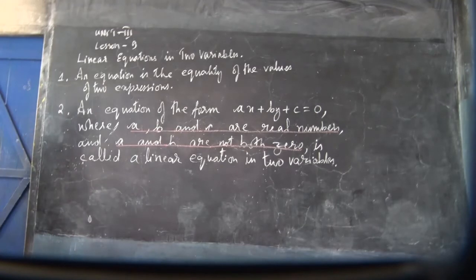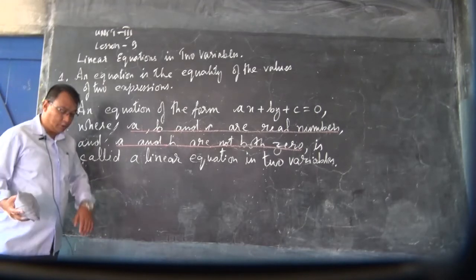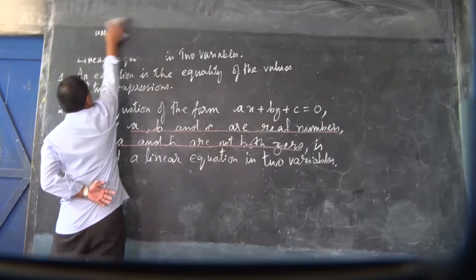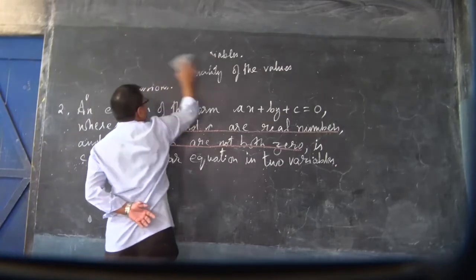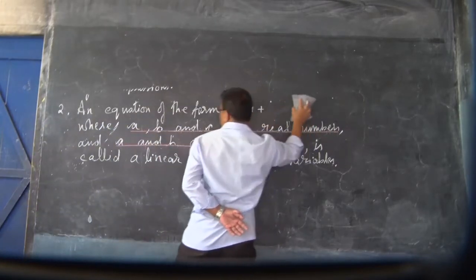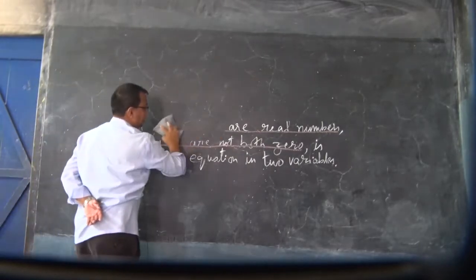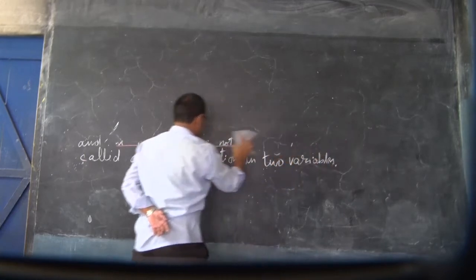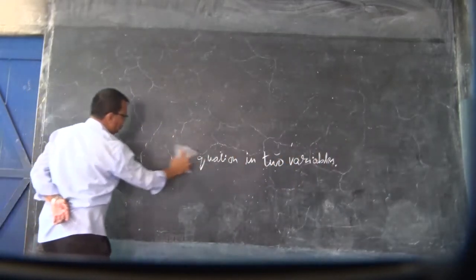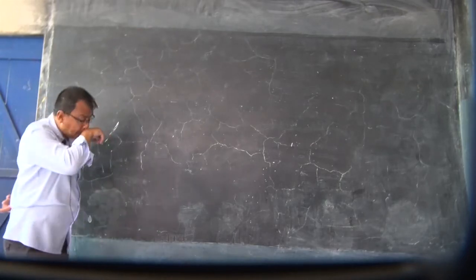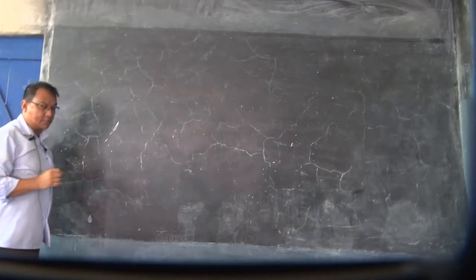Then we can take one example based on chapter 9, exercise 9.1. We can leave the formal definitions to be done next year in class 10.